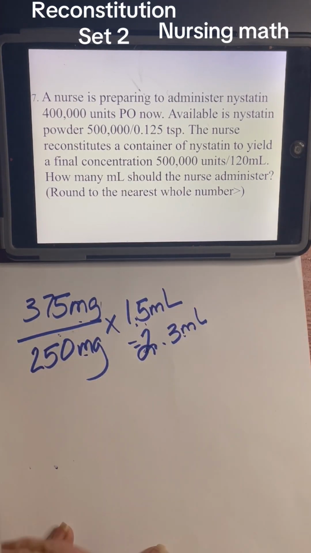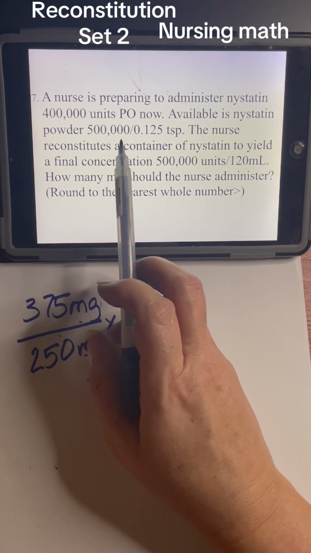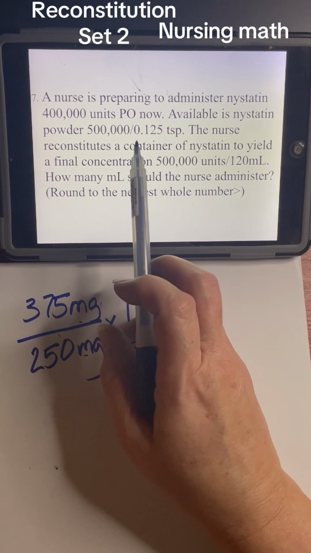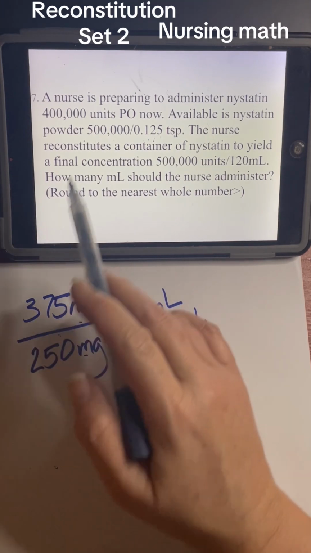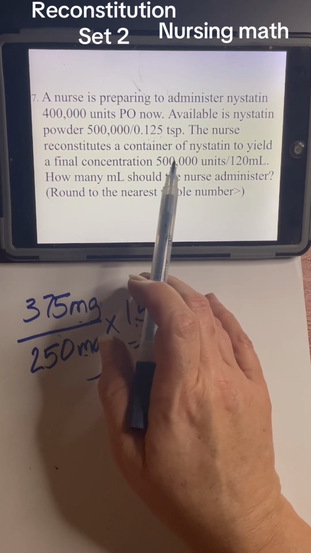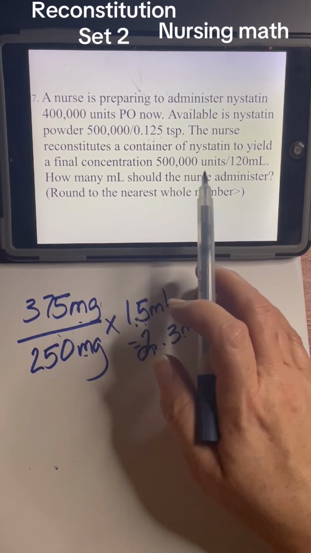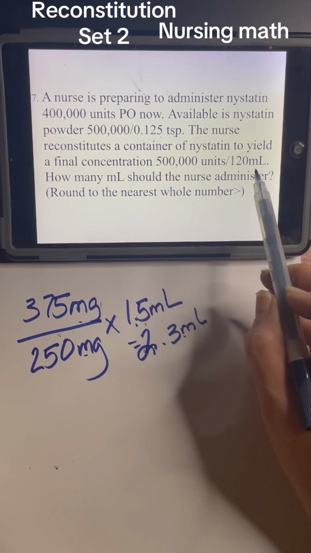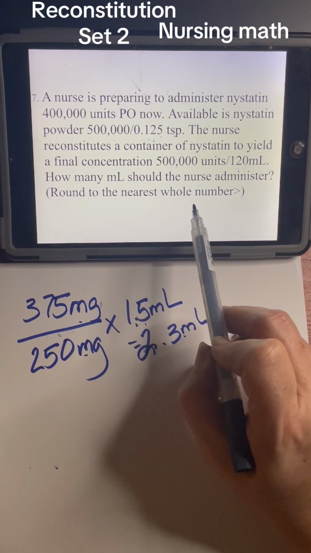A nurse is preparing to administer nystatin, 400,000 units PO now. Available is powdered 500,000 units per 0.125 teaspoons. The nurse reconstitutes the container of nystatin to yield a final concentration of 500,000 units per 120 milliliters. How many milliliters should you administer? Round to the nearest whole number.